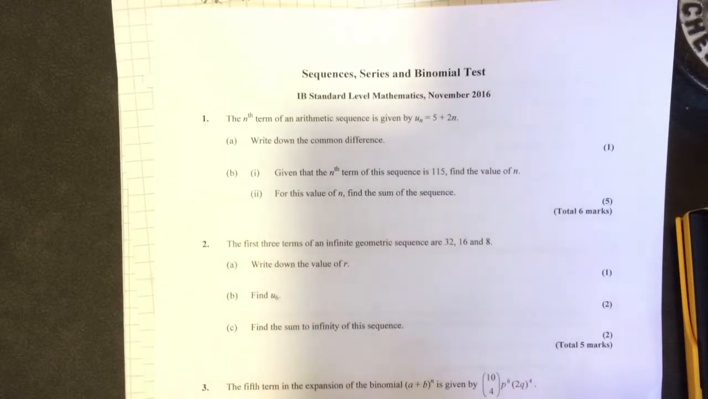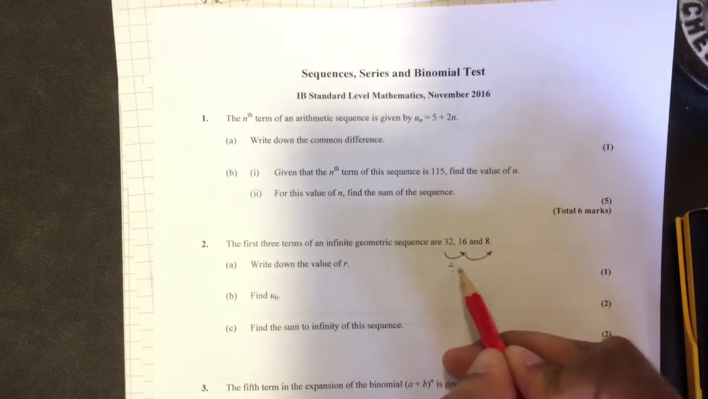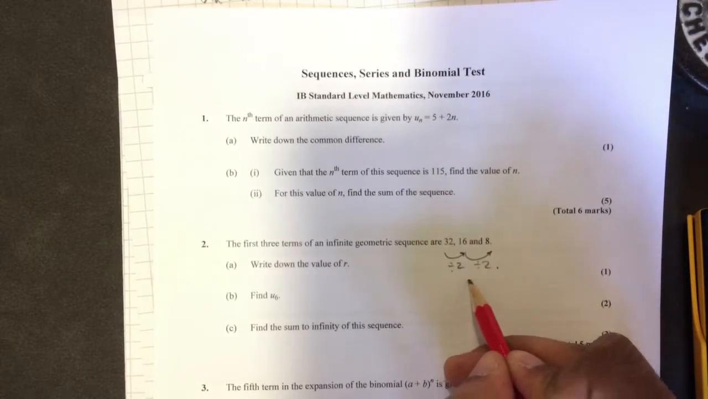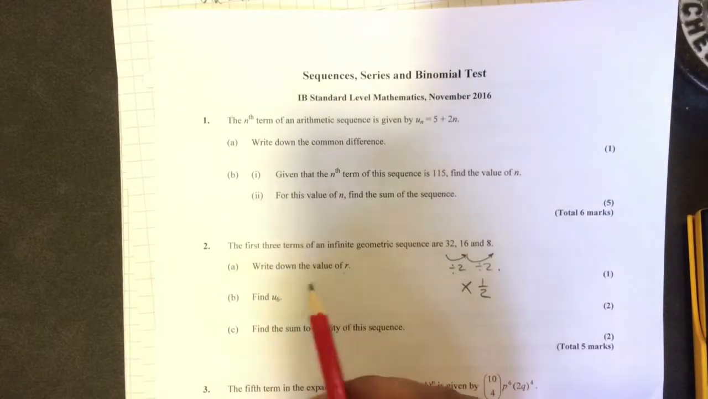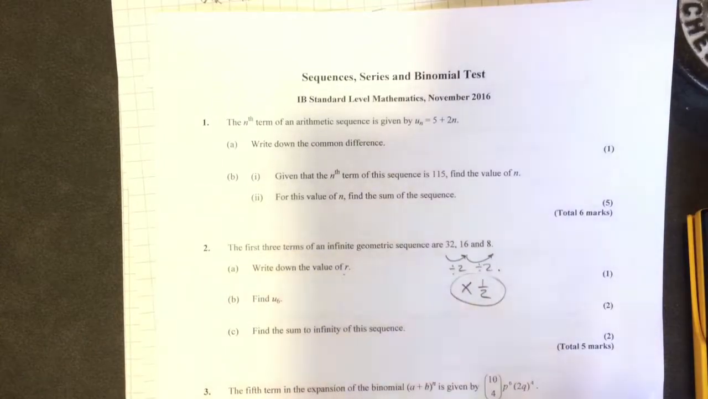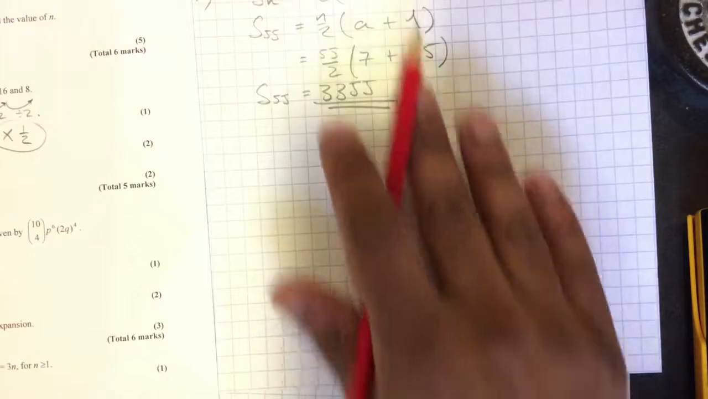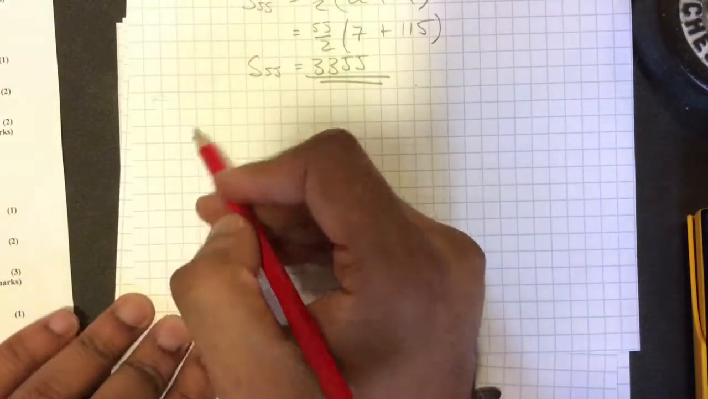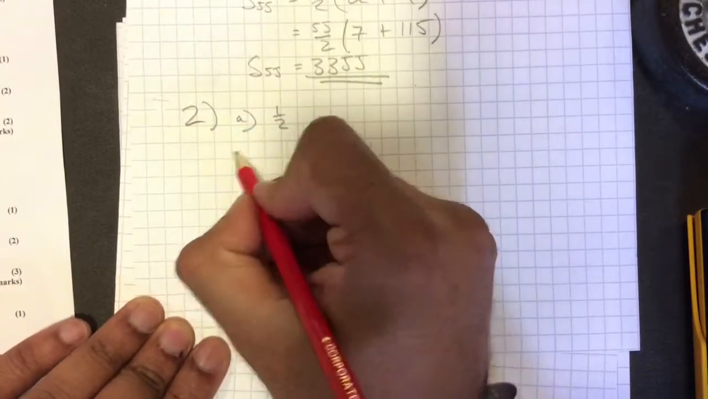The first 3 terms of an infinite geometric series are 32, 16, and 8. Automatically, I'm looking at this and saying it's divide by 2. Divide by 2 is the same as times by 1/2. So the first question is write down the value of r. I've already got it, here it is. Let's move that up out of the page. There we go. Put that to the side. And question 2, part A, is 1/2. Should be able to write it down.